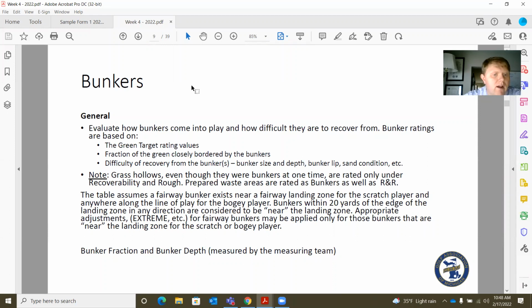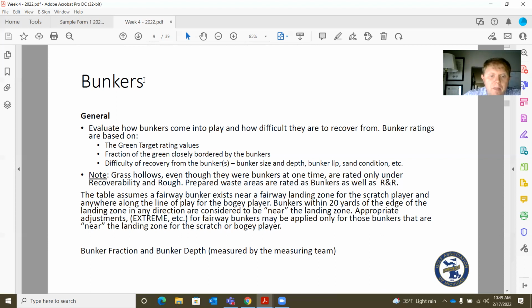And then we also look at a few other items that are typically done for us by the measuring team. So we're looking at how much of the green is closely bordered by the bunkers in the case of greenside bunkers. And then we're also looking at some depth adjustments. And then we're also looking at fairway bunkers as well. So the book or the system assumes that we have fairway bunkers on every hole. So if we don't have fairway bunkers on the hole, we need to put a negative adjustment to note that. So again, we're assuming that fairway bunkers exist. If they don't, we put a negative adjustment on it.